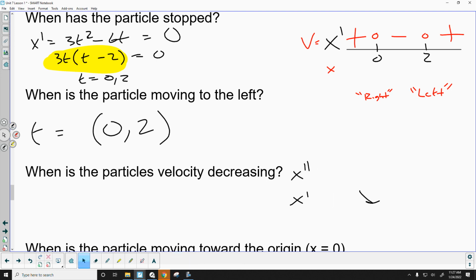x prime is decreasing when x double prime is negative. It's the same as what we've done before. But now we'll do a sign analysis of a, which is x double prime. X double prime tells you about x prime, which tells you about x.